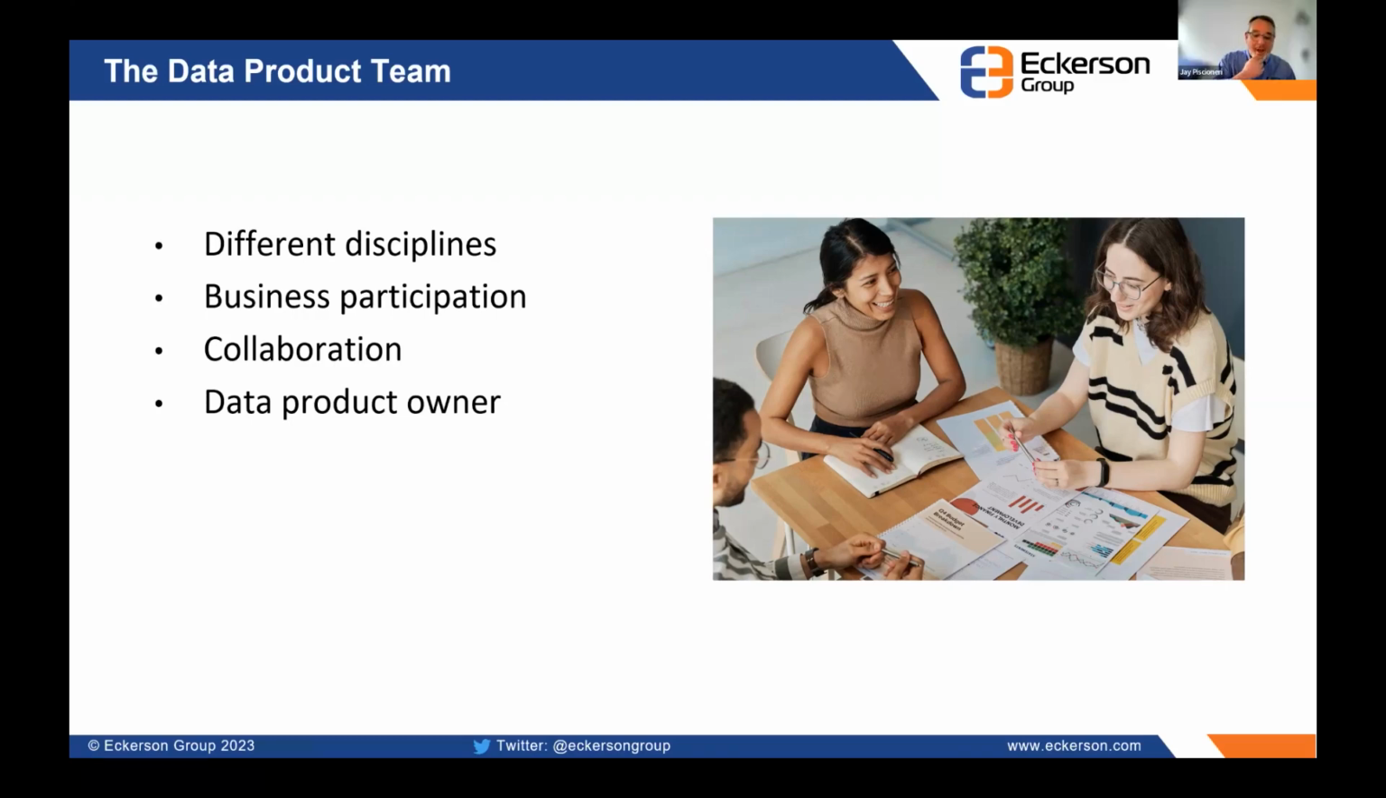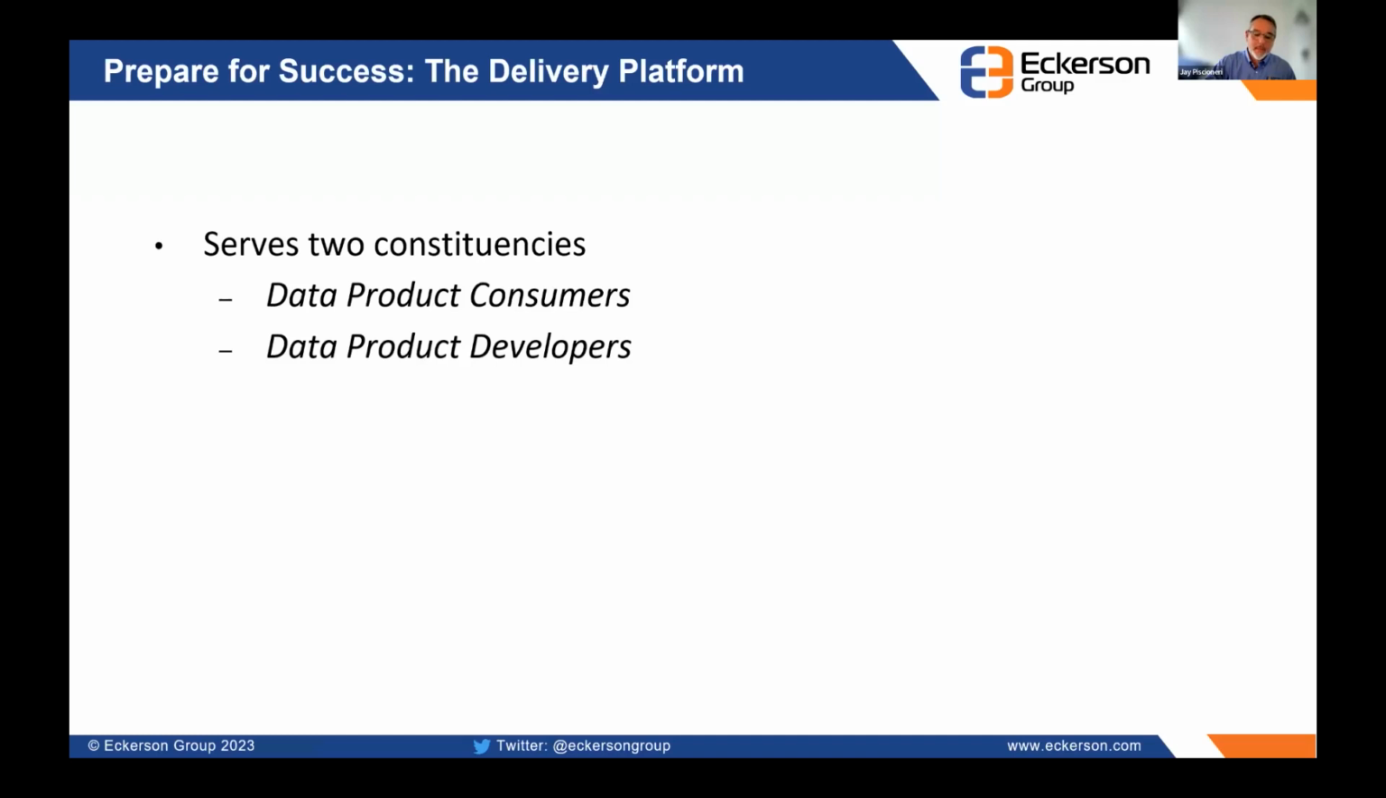Yeah. All right. Well, let's keep it moving here and talk about the data product delivery platform. I've labeled this prepare for success, right? Because if you do well, you're going to need a way to take all the friction out of the process as much as possible, right?